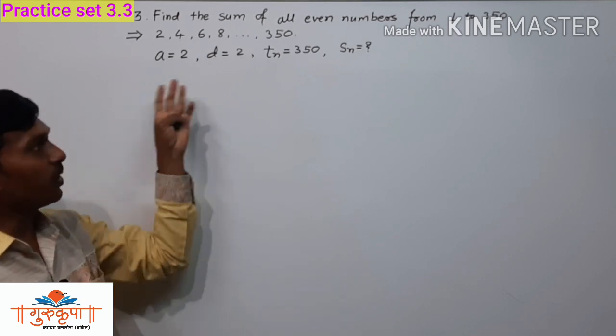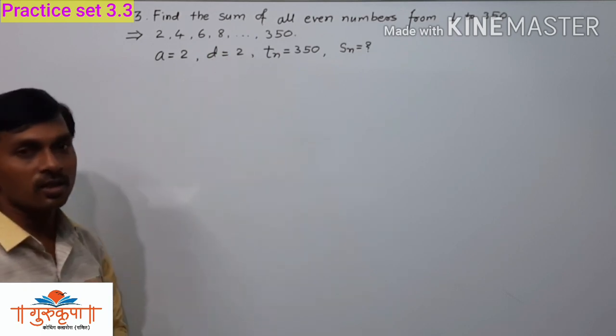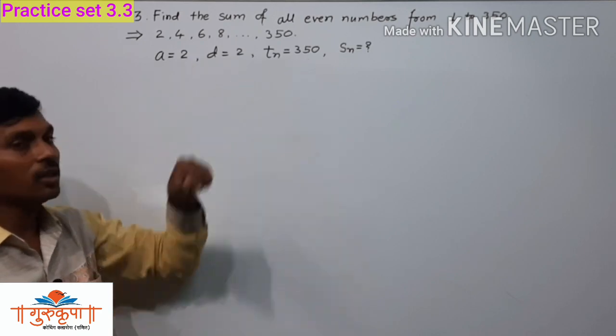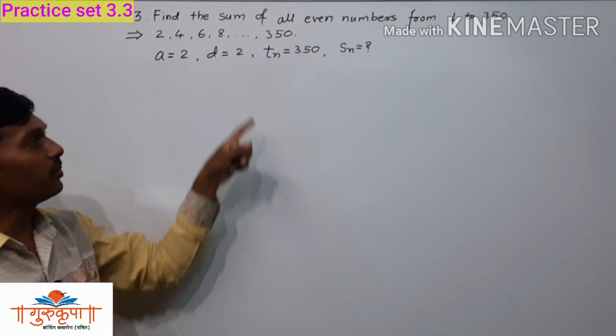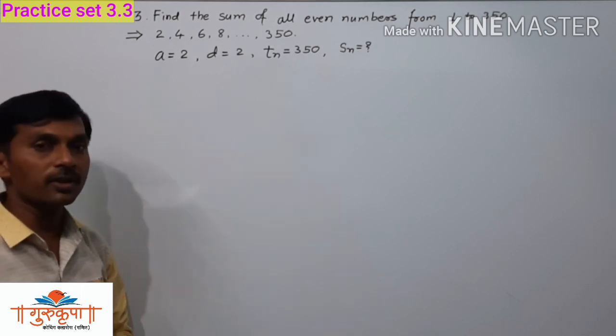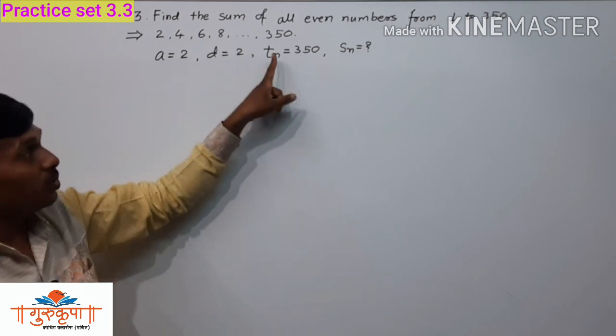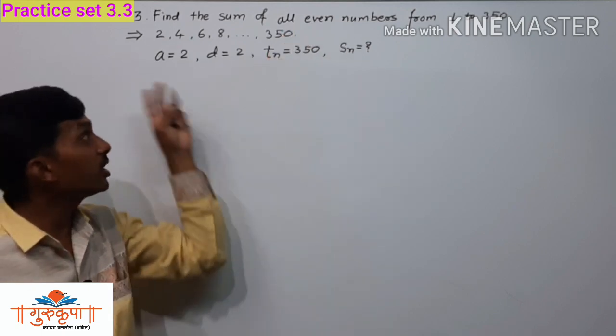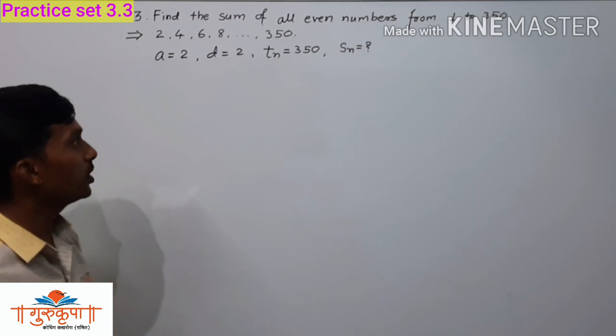We already simplified such type of examples. This is Tn, so we have to use the formula for finding the general term of an AP, and we have to find the value of n from it. And once we get the value of n, then we have to find Sn, that is sum of the first n terms of this given AP.